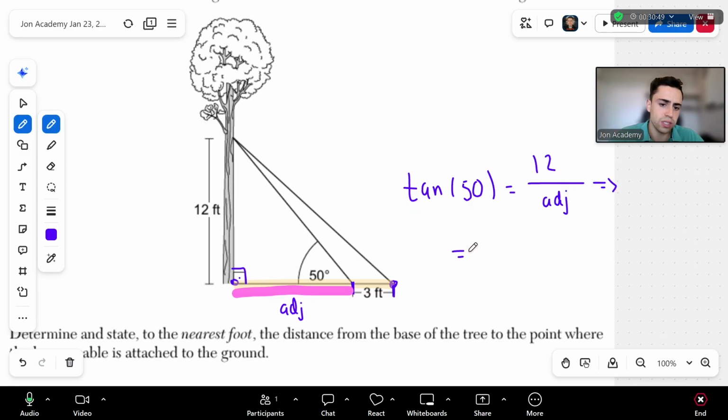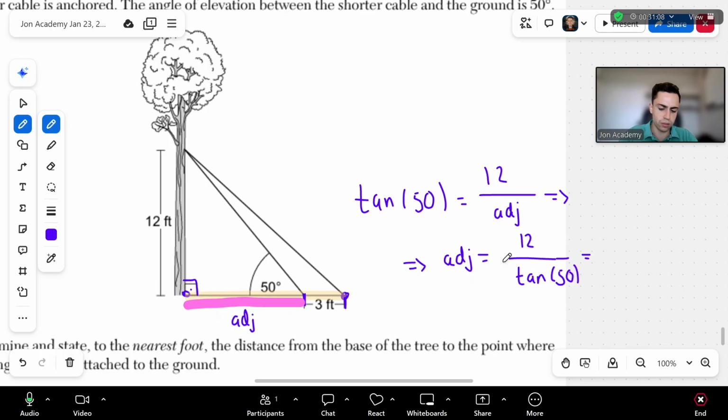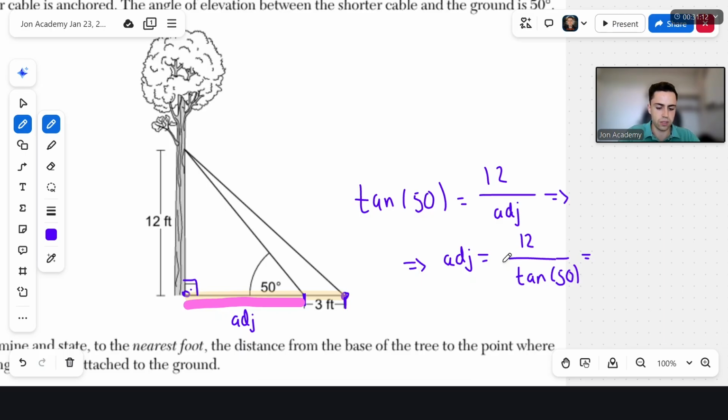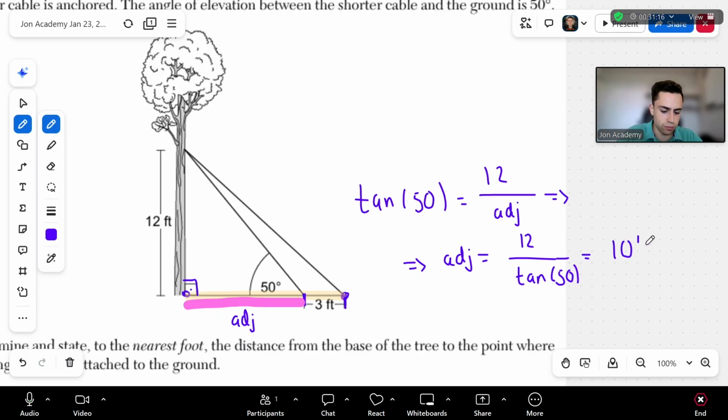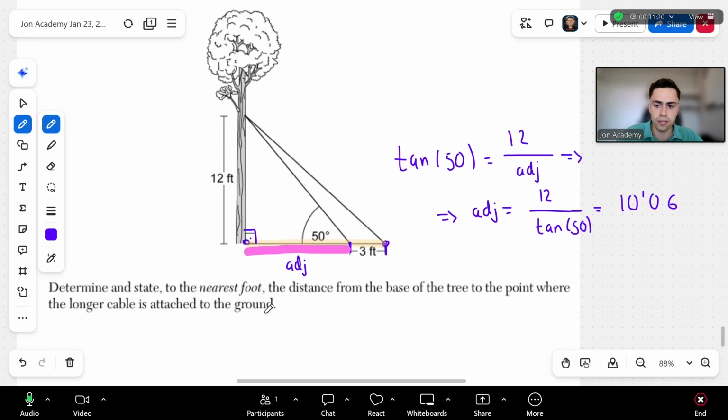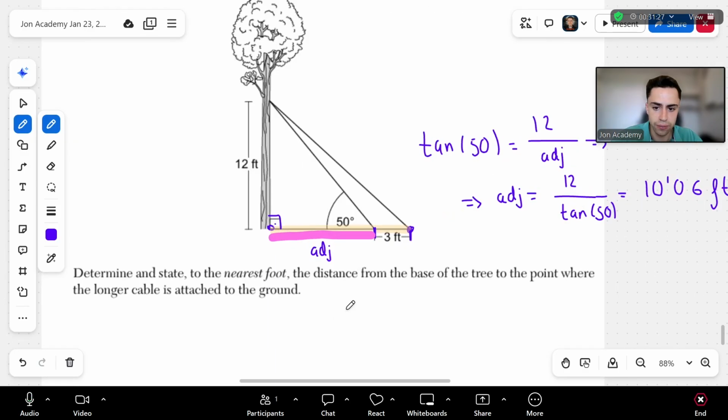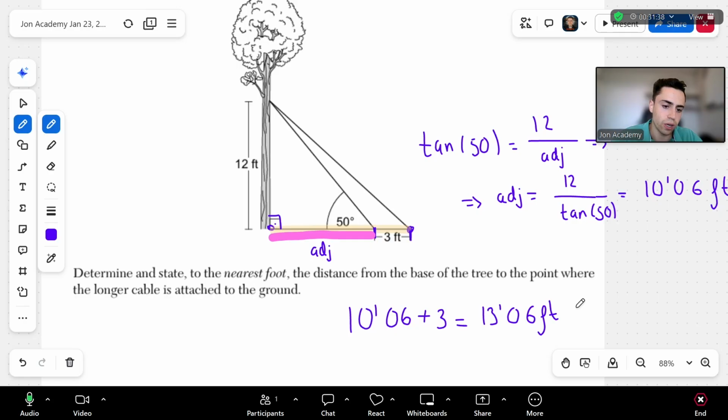And in order to solve this, it's multiplying and then dividing, no? So we're going to get adjacent equals 12 divided by the tangent of 50, as we saw before. And we write this into the calculator, tangent of 50, and it's going to be 10.06. And to the nearest foot, so this is in feet, plus 3 that we have here, so it's 10.06 plus 3, which is 13.06 feet, and then we round it down to just 13 feet. So that will be the first answer.